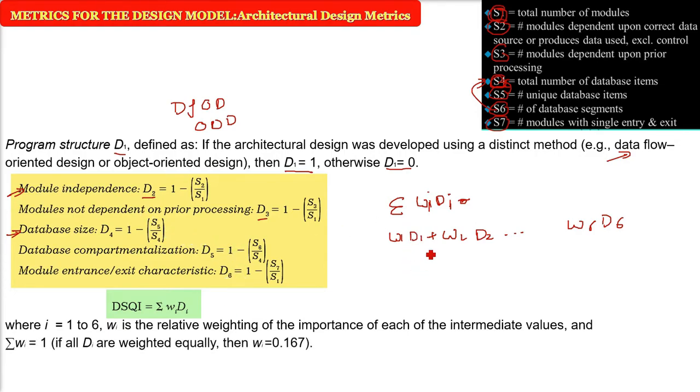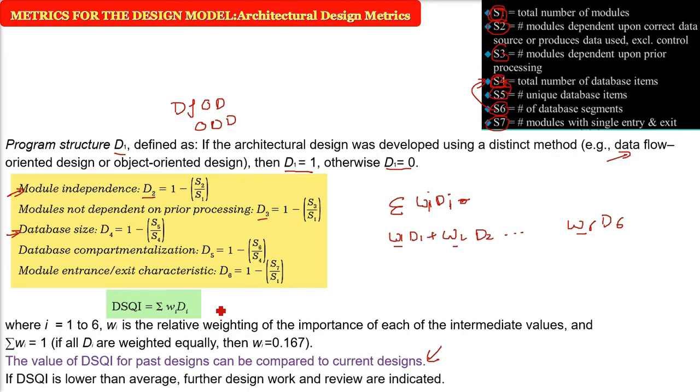So the sum of Wi should be 1. Now this weight has to add up to 1. If all these Di's are equally weighted, then each Wi will be 0.167. The DSQI value you got will be compared to past designs. If the DSQI value is lower than the average you have got earlier, it indicates that you need to work on your review and design work.